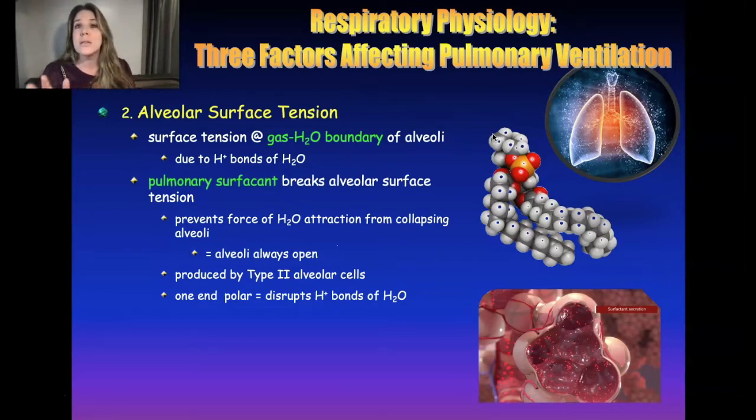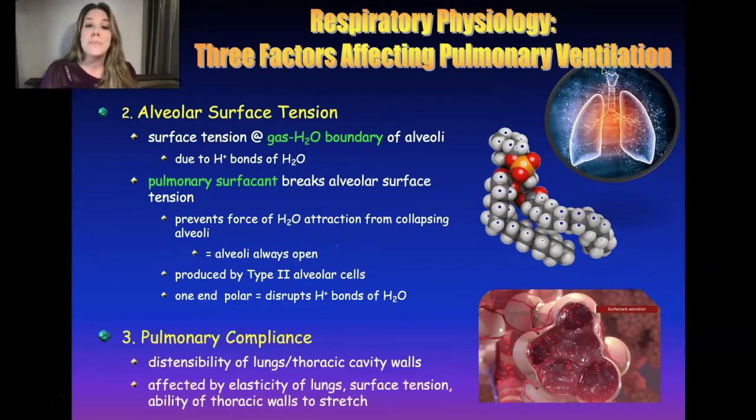And there are diseases of the respiratory system that happen because there's not enough surfactant being produced. And finally, the third factor affecting pulmonary ventilation is pulmonary compliance. This is basically how stretchy things are. So recall the word distensibility refers to the ability of something to stretch.